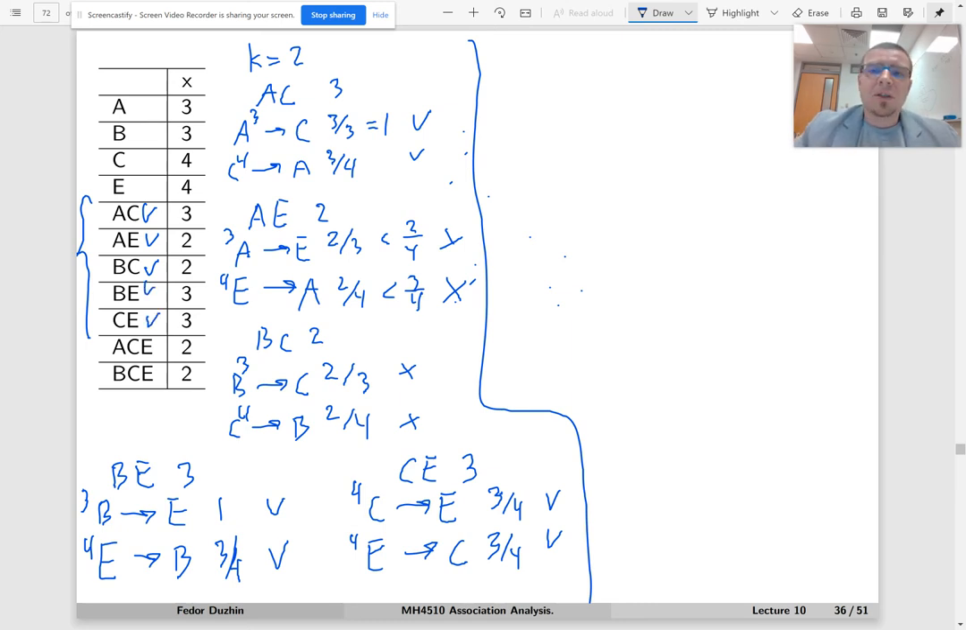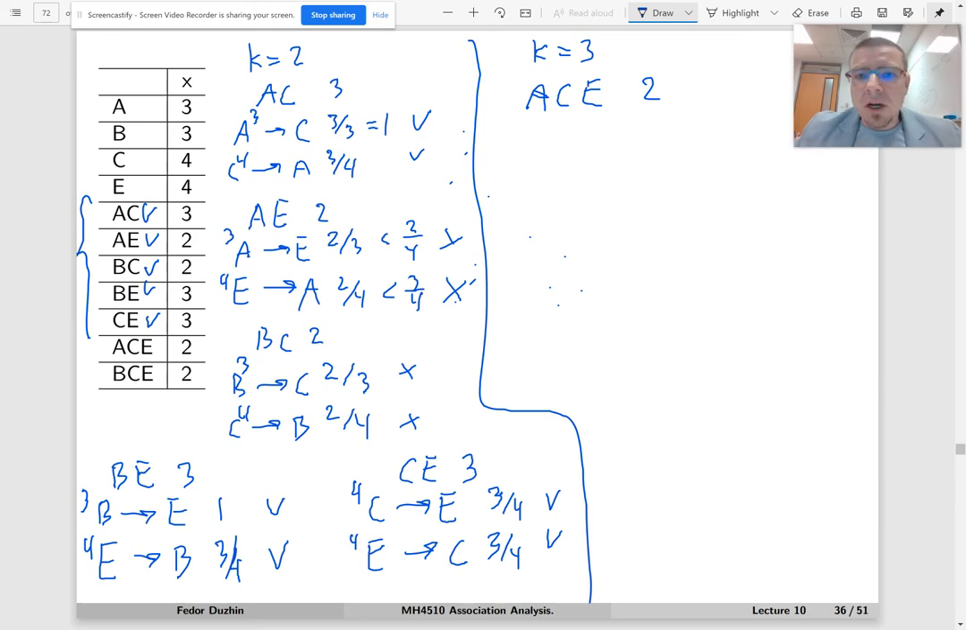Now it is more interesting. It is more interesting to do rules with 3 items, right? So let me do rules with 3 items. So k equals 3. So ACE. Okay. Now for ACE, the support count is 2.